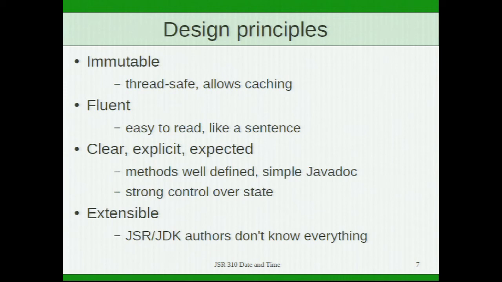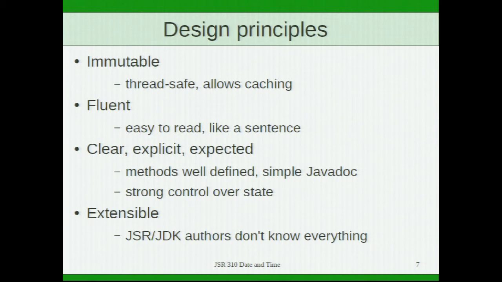Perhaps a key one is this: clear, explicit, and expected. These methods should be well defined. If you call a method, you need to know what it's going to do. There shouldn't be too much ambiguity in terms of what that method call is going to do. This results in quite strong control over state, so you have to control what the state of the individual classes is in order to define very clearly what the methods do. There'll be an example of that later, I think.